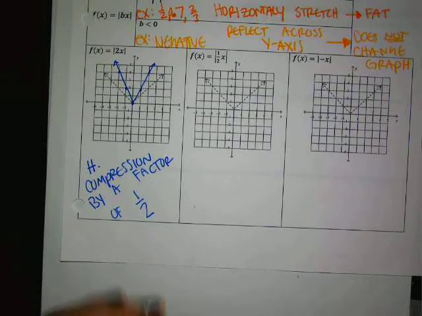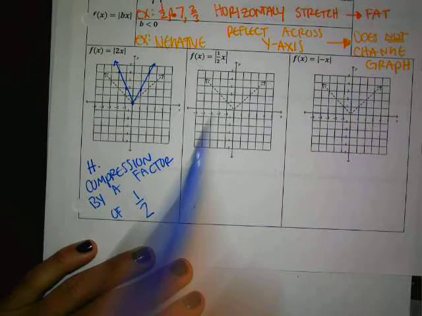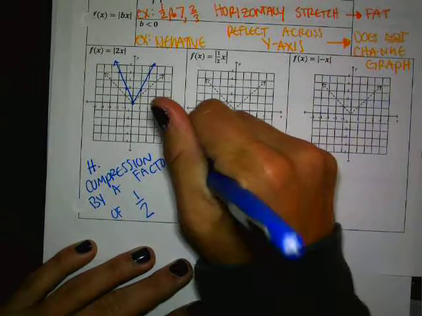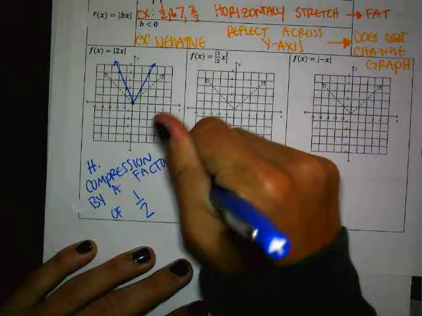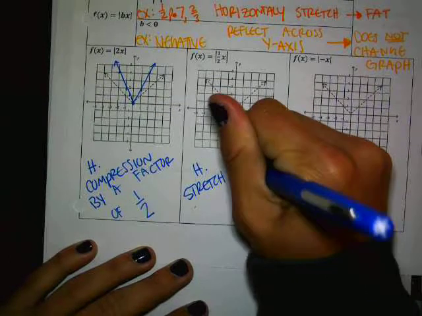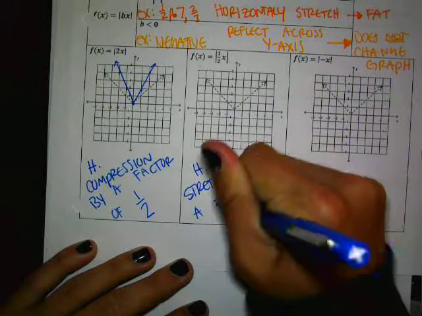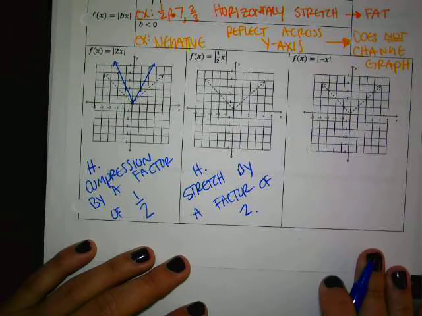So, on the second one, is that going to be a horizontal compression or a horizontal stretch? A horizontal stretch. Horizontal stretch by a factor of what? 2 over 1. 2. Good. By a factor of 2 or 2 over 1? Is it going to be the same thing?